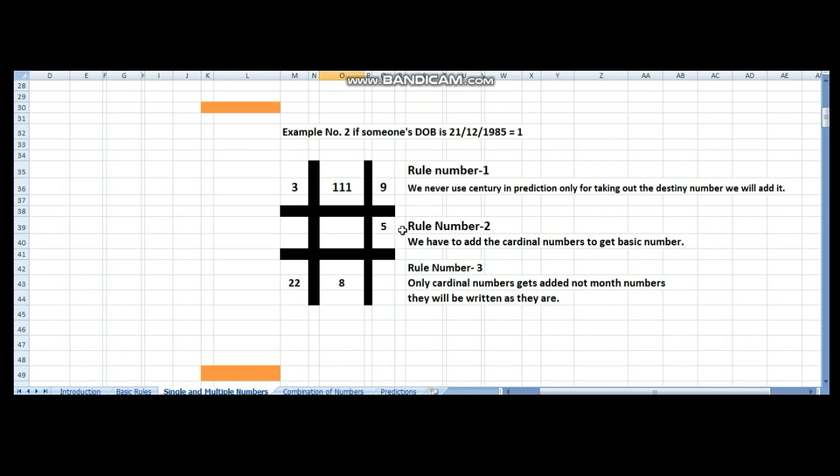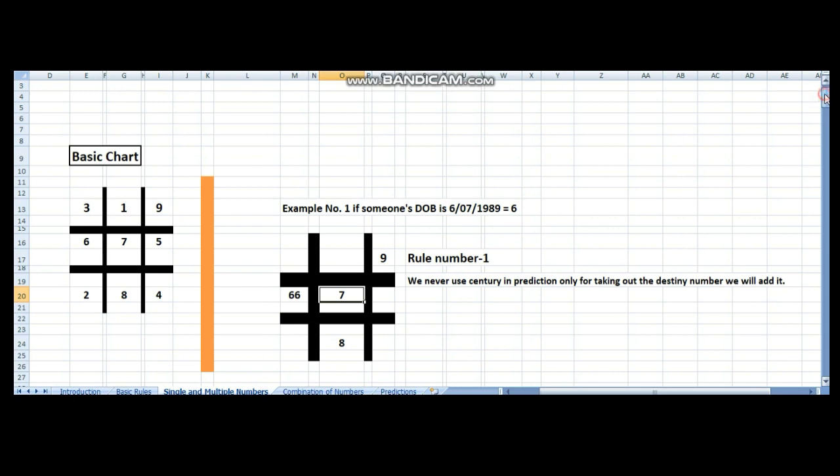Okay. So this is the way throughout the session. Whenever we give a prediction of a person, in the same manner, in the same way, using the same chart, we'll be laying out all the dates of birth.